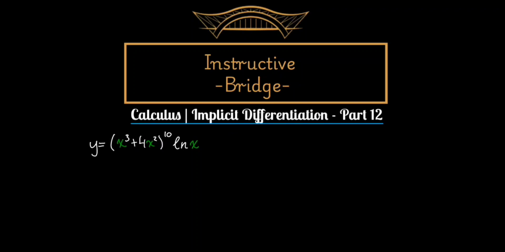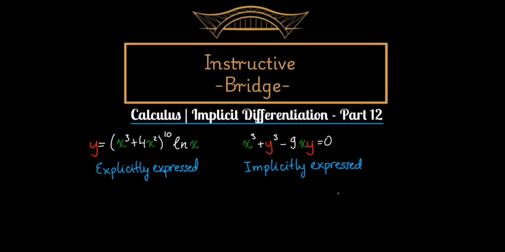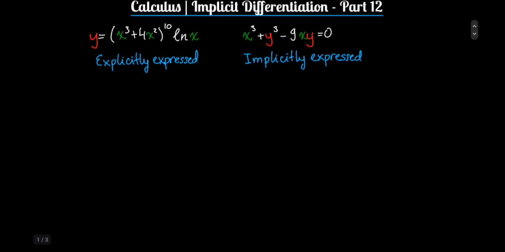However, there are functions that cannot be explicitly expressed, but rather implicitly. For example, this one. As you can see, here we have a function, however, it is not written as y equals everything in terms of x. We have a mix of x and y's, and then it's equal to 0. So how would we compute the derivative of such an implicitly expressed function? And this is where we use implicit differentiation.